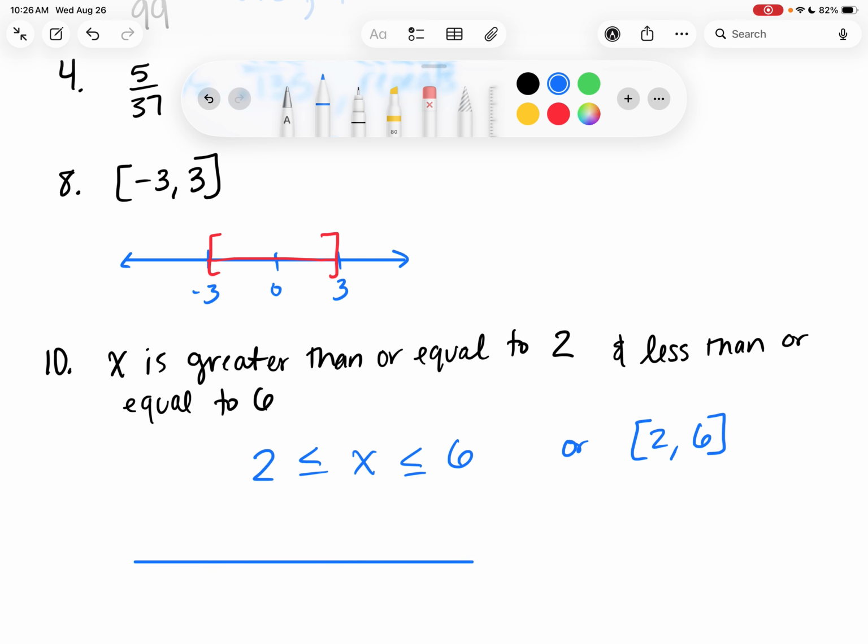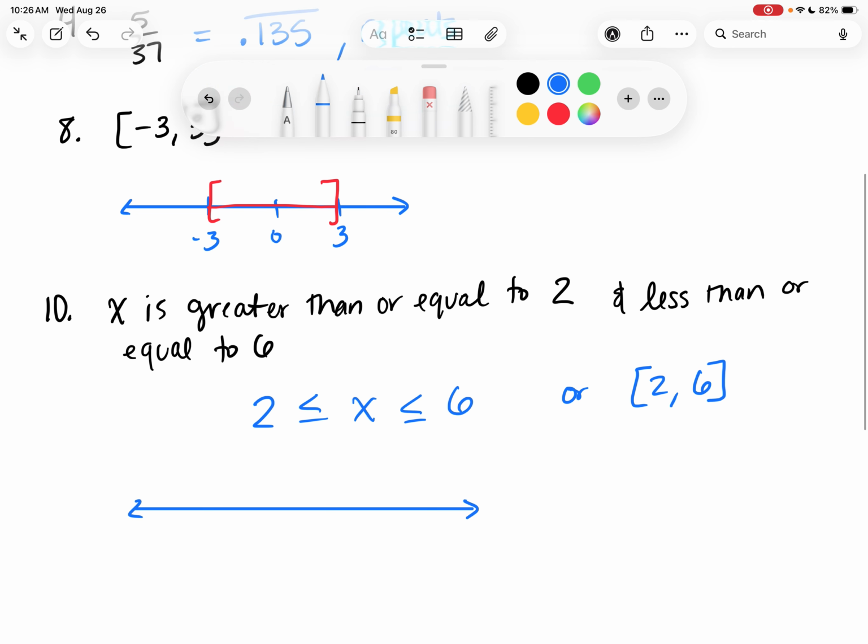What would this graph look like then? A 2, a 4, and a 6. And then the little bracket things? On the 2 and the 6. Yep, and they're facing each other. Goes between.